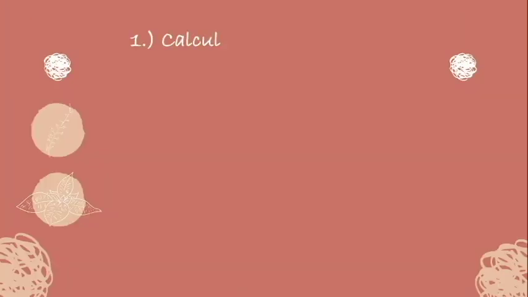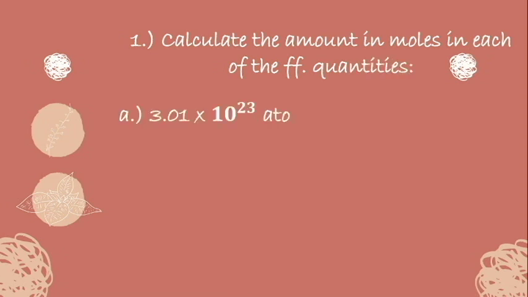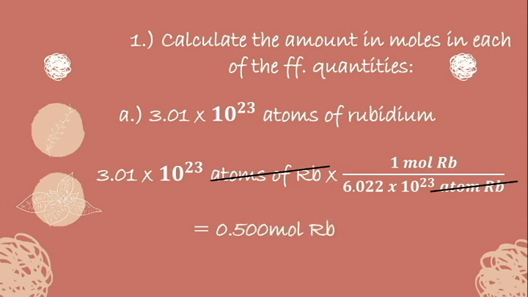How do we get the amount of moles with a given quantity? For example, we have 3.01 times 10 raised to the power of 23 atoms of rubidium. To get the amount of moles, we divide the given quantity by Avogadro's number, which is 6.022 times 10 raised to the power of 23 atoms of rubidium. Why is that? Because it is stated in the mole concept that 1 mole is equal to Avogadro's number. So with the cancellation method, we have 0.500 mole of rubidium.